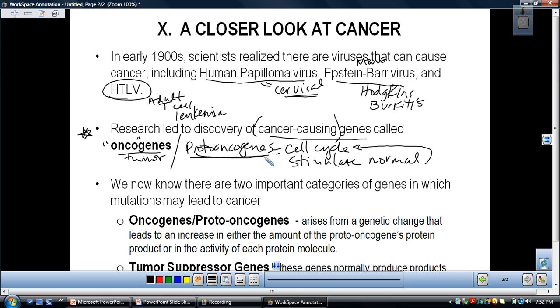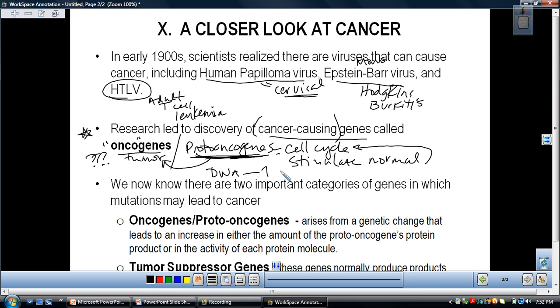So everybody has proto-oncogenes. The question then arises, what would make a proto-oncogene turn into an oncogene? What would make a section of DNA in somebody's body that stimulates normal cell growth and division change to become an oncogene, a gene that now has uncontrolled cell growth and division? We do know that there's a genetic change. There's some kind of change that happens to DNA, to a gene, which can then increase either the amount of protein product or the activity of each protein molecule.